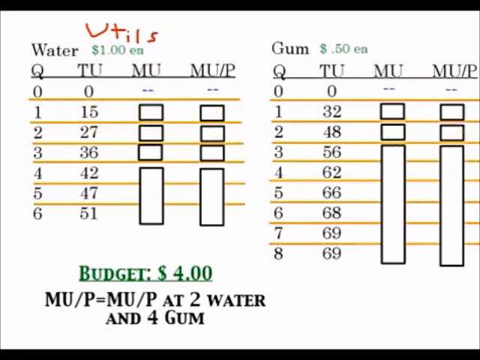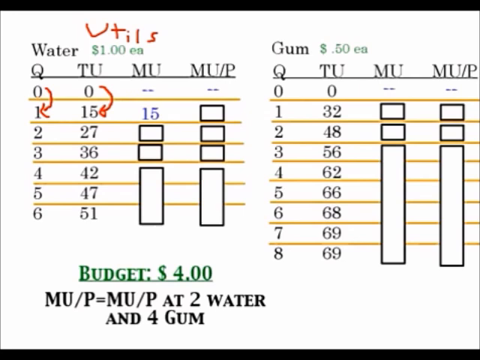What we want to do with marginal, remember marginal is a per unit assessment. So as I see my total utilities going up, marginal utility is going to be a measurement of the change in total utility as I change consumption. So as I go from 0 to 1 bottles of water, I acquire 15 units of satisfaction. So my marginal utility of the first unit is 15.